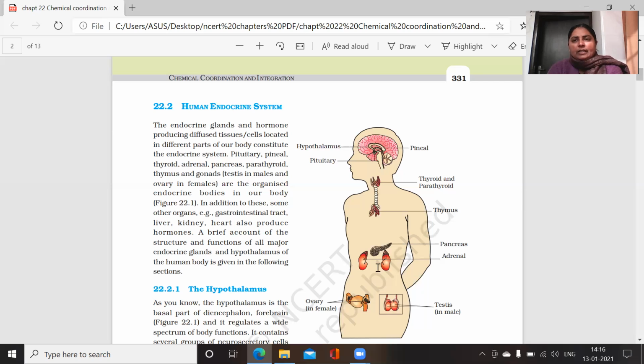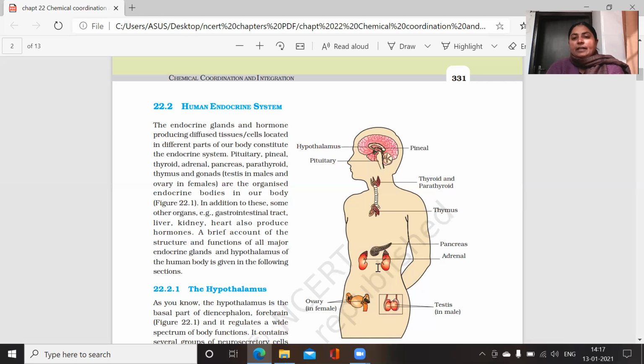One very important thing that I want to tell you about the thymus gland is that at the younger stage of your body, your thymus gland is of bigger size, but as you become aged, your thymus gland keeps on reducing in size.